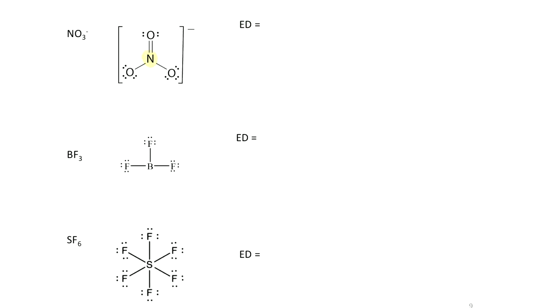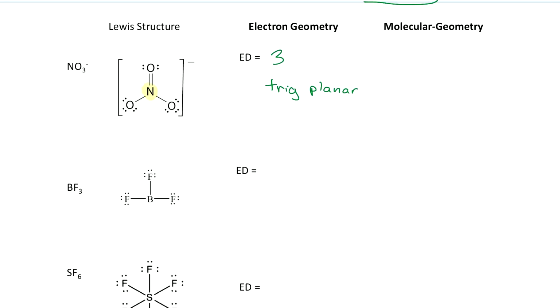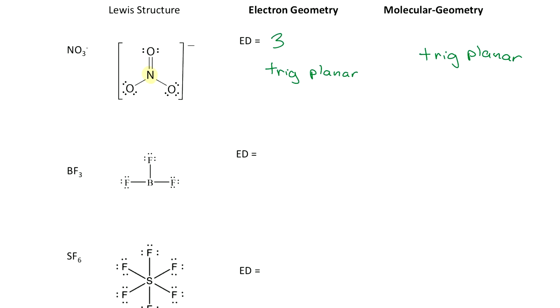Okay, nitrogen has how many electron domains? 3. We call that what? Trigonal planar. Are there any lone pairs to worry about? Nope, so that means its molecular geometry is also going to be trigonal planar. All right, next one, BF3. How many electron domains? 3. What do we call that? Trigonal planar. All right, no lone pairs, so also trigonal planar. So again, 0 lone pairs, 0 lone pairs.